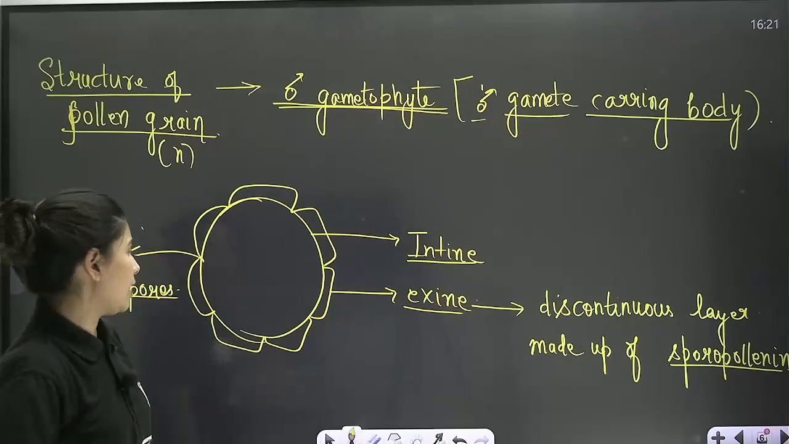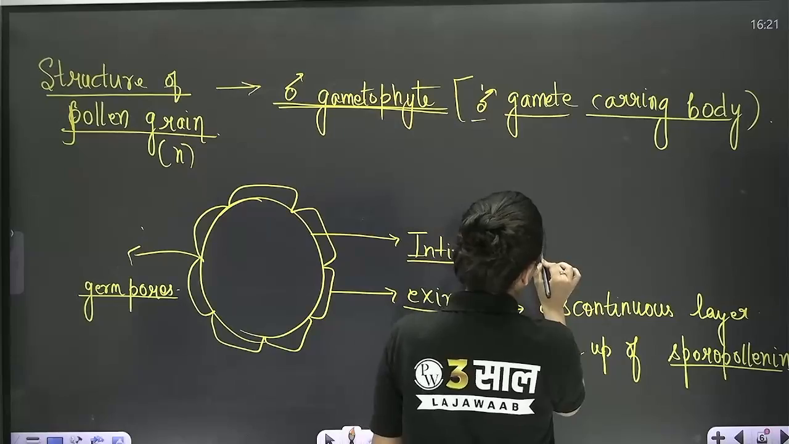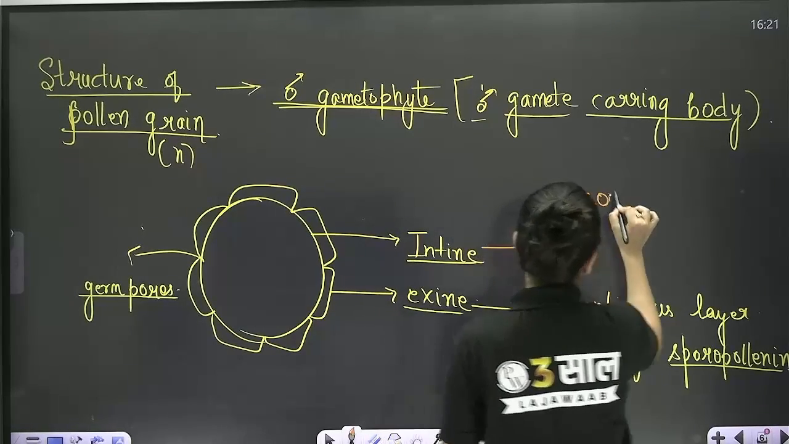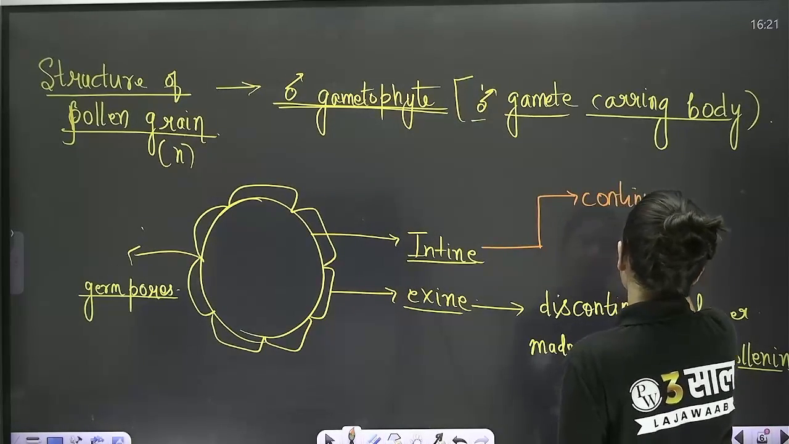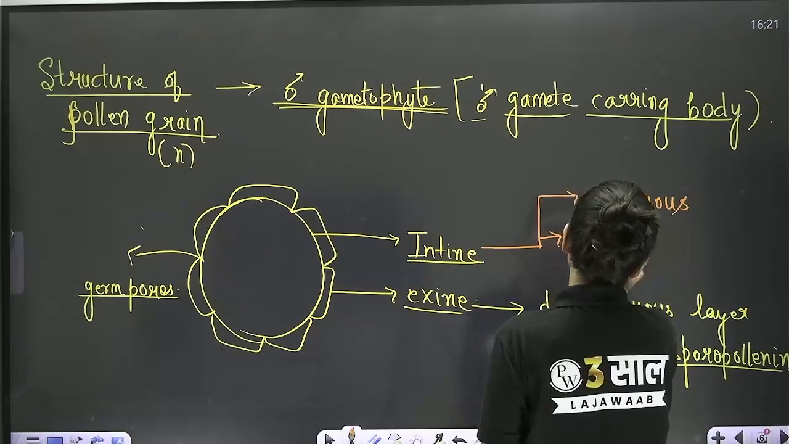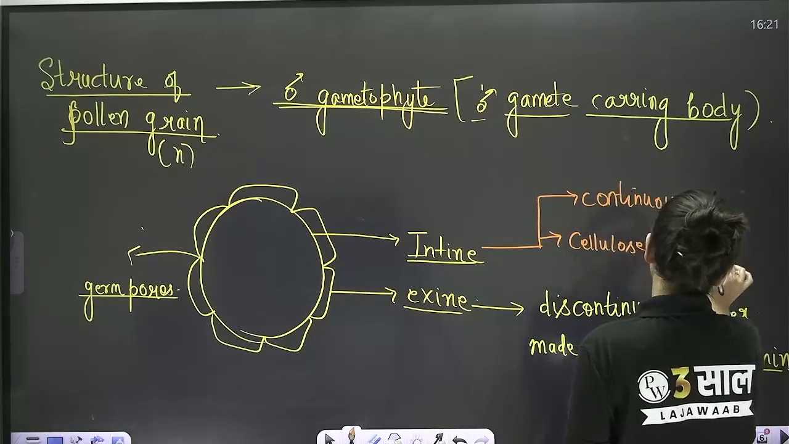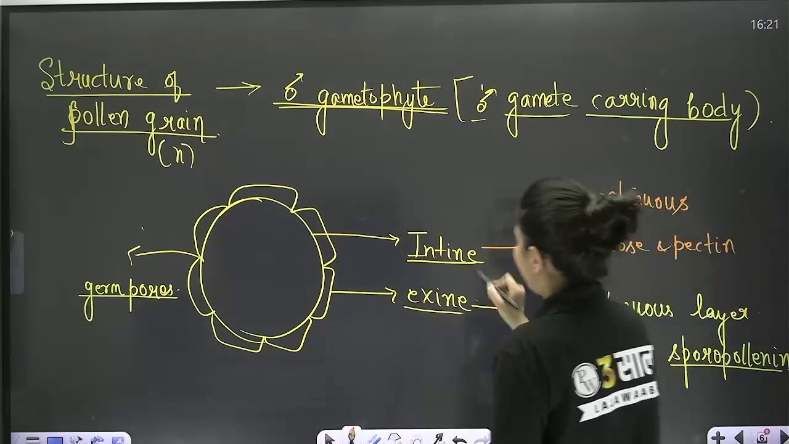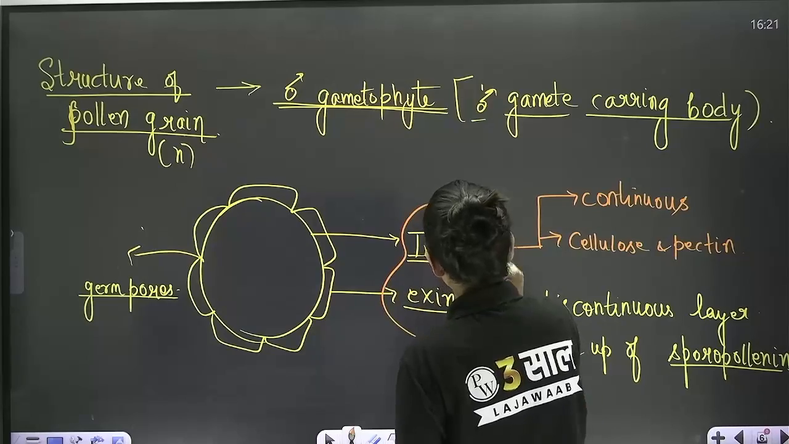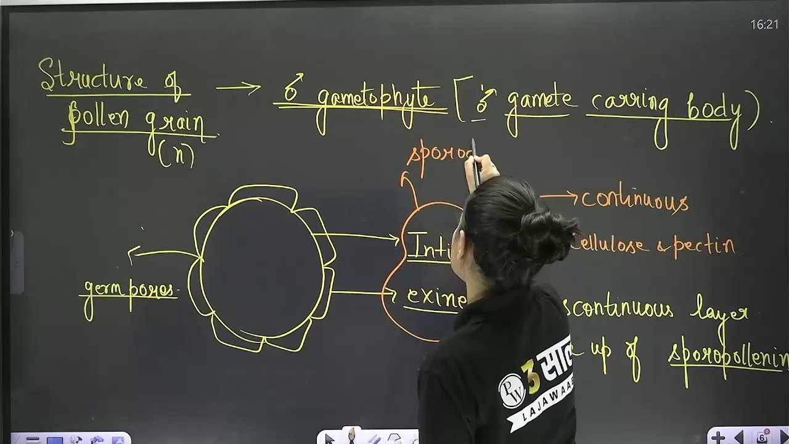Correct? Now, followed by the inner layer, that is intine. It is a continuous layer. First of all, there are no openings. Second, beta, it is made up of cellulose and pectin. So basically, it is a pectocellulosic layer. Intine and exine, together they are known as sporoderm.